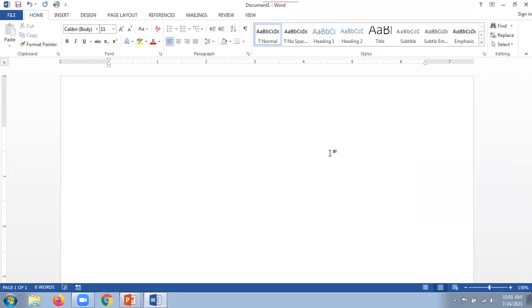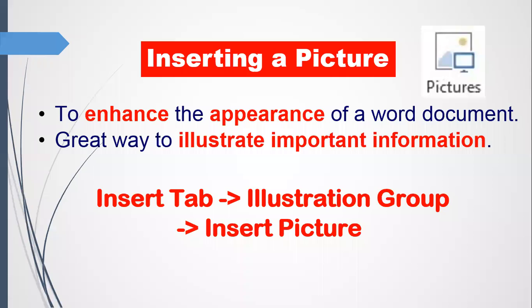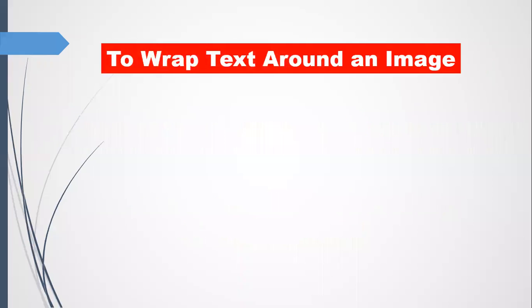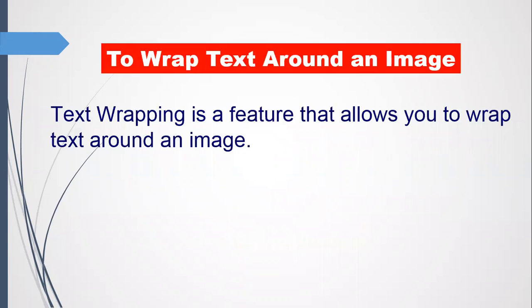Next thing, kindly concentrate, my dear respected students. The next thing will be to wrap text around an image. First of all, I'm going to elaborate this topic. Text wrapping is a feature that allows you to wrap text around an image. It means if you want to adjust the text with an image, we can simply adjust the text with the image. So how can we do that?